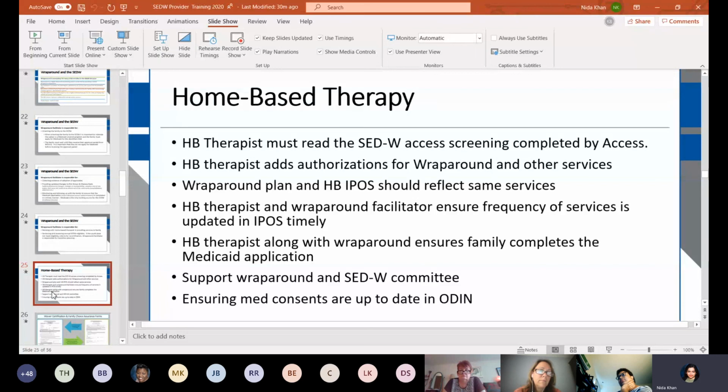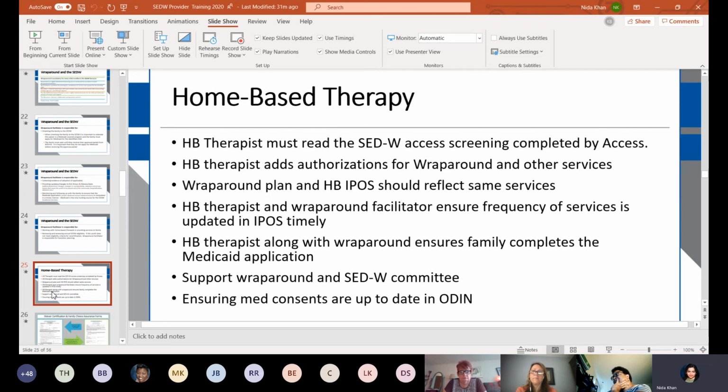I also request the intake staff, I know they're super, super busy and super swamped, so I completely get it, but it would really help our families if the intake therapist is aware of the access screening and the screening criteria that Kim has used and the eligibility criteria that was used to base our decision on why this person is eligible for SED waiver.